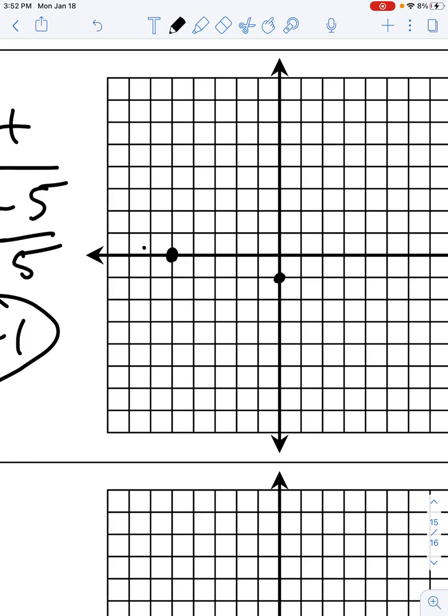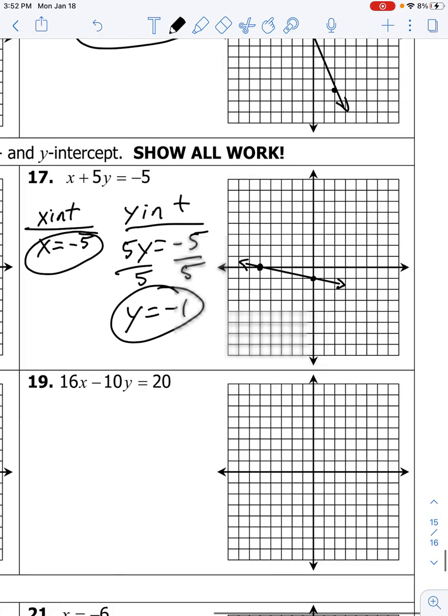Let's see if I can get that a little bit better. There we go. Like so.